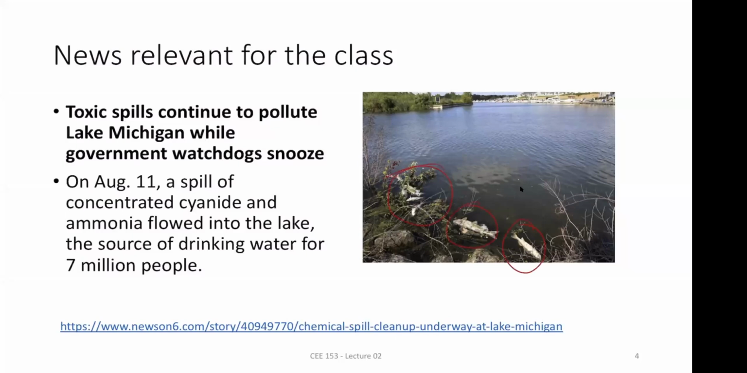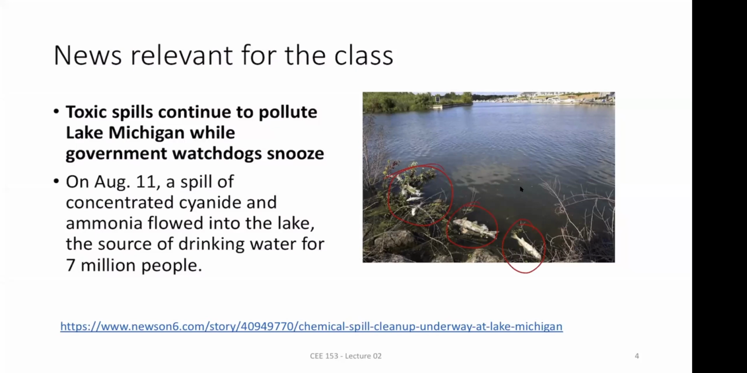Maybe cyanide, but it's because of ammonium toxicity. So now the question is, how do you know? Spills occur naturally sometimes, but how do you know whether this is going to be toxic or not? That means you have to know what concentration it will become when it is released into the lake.